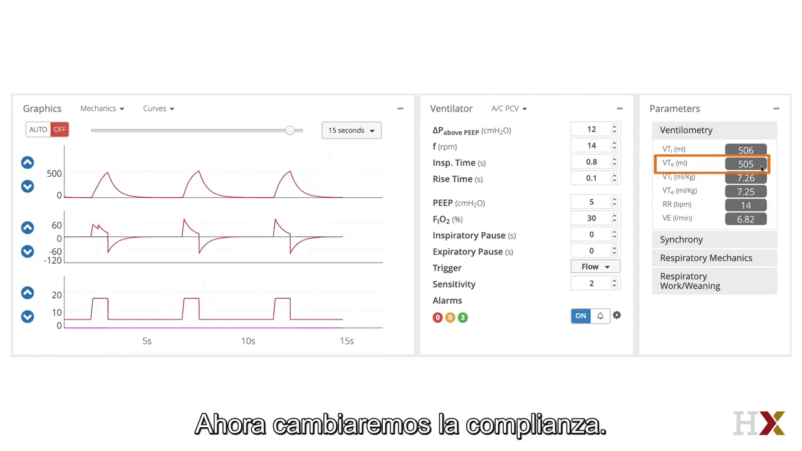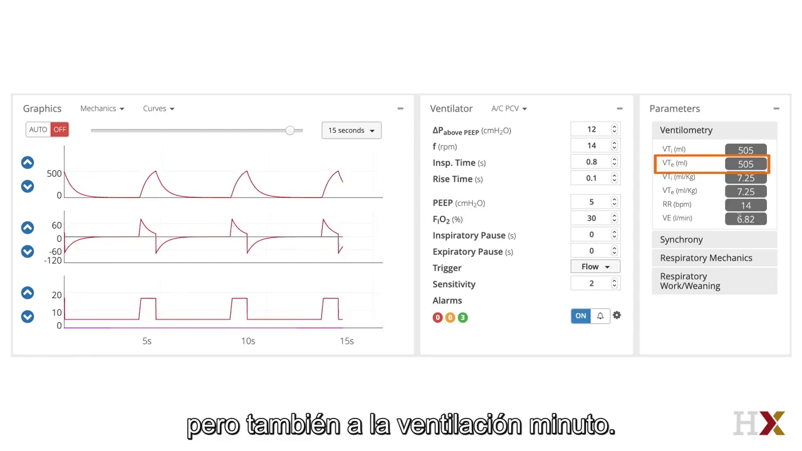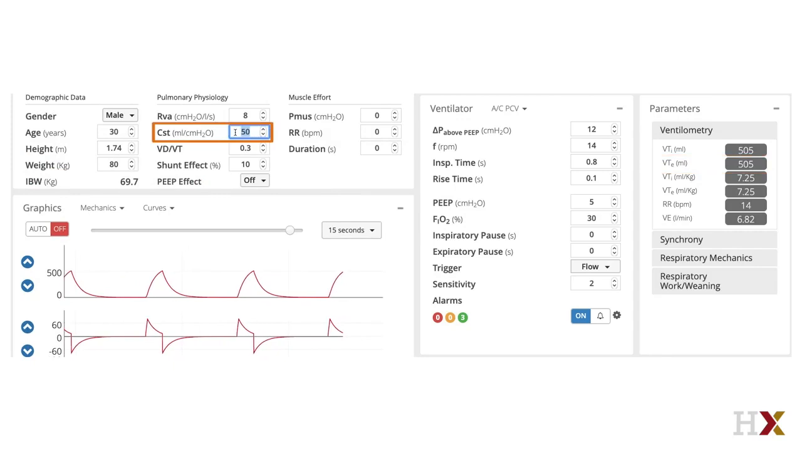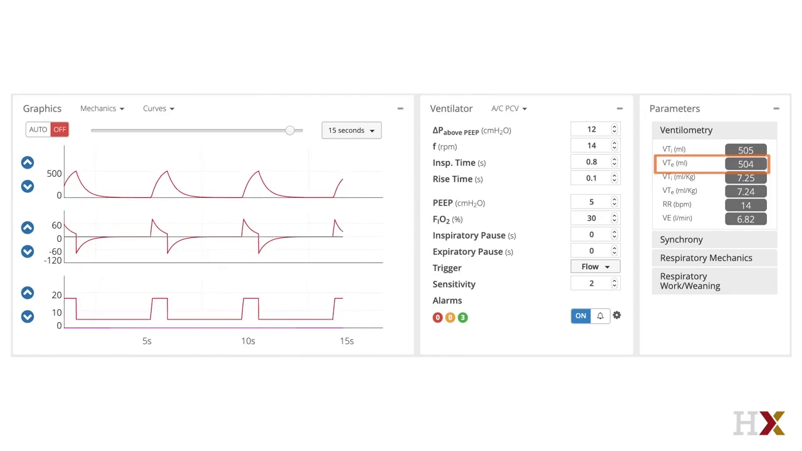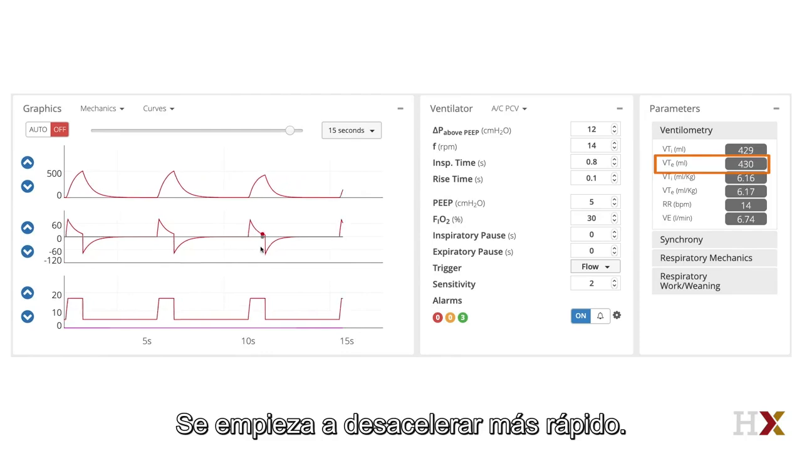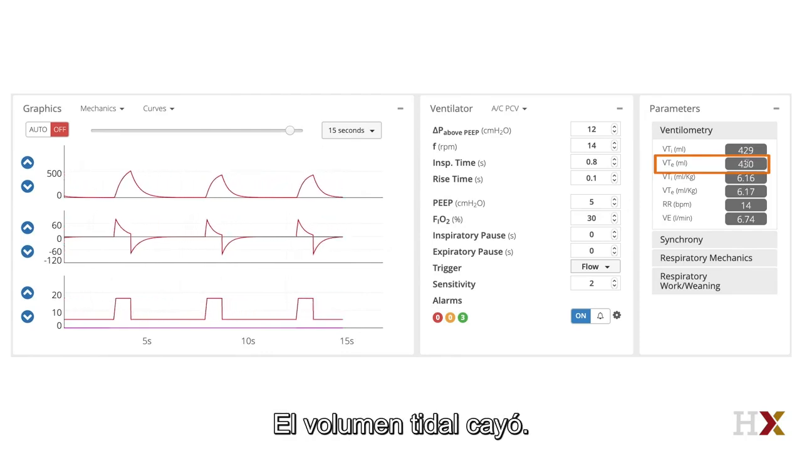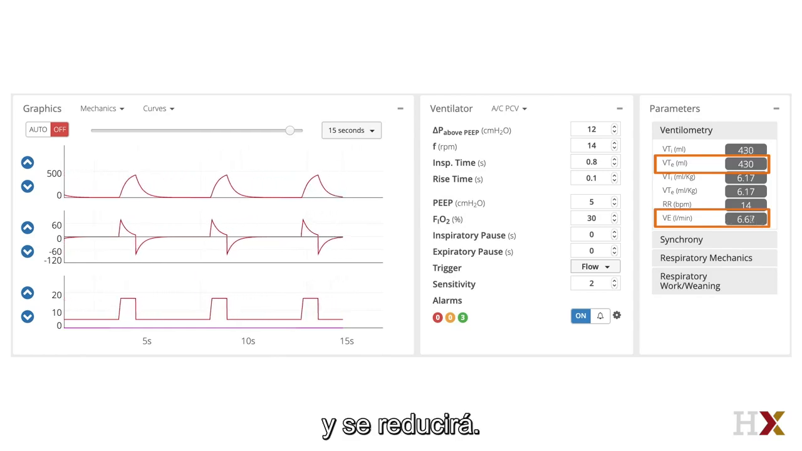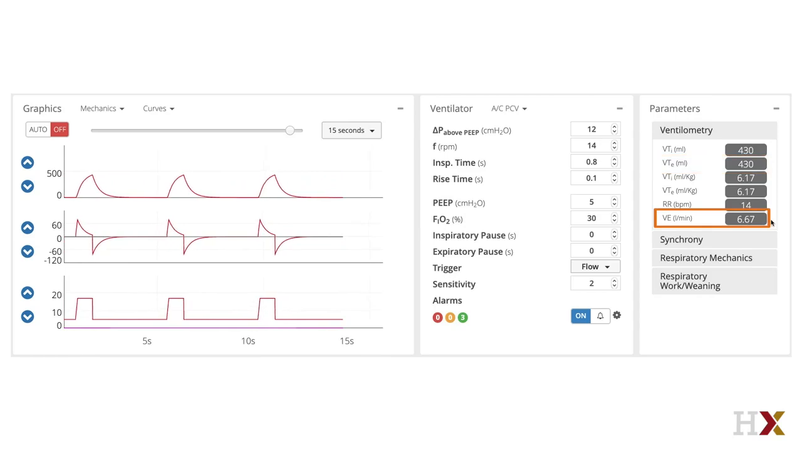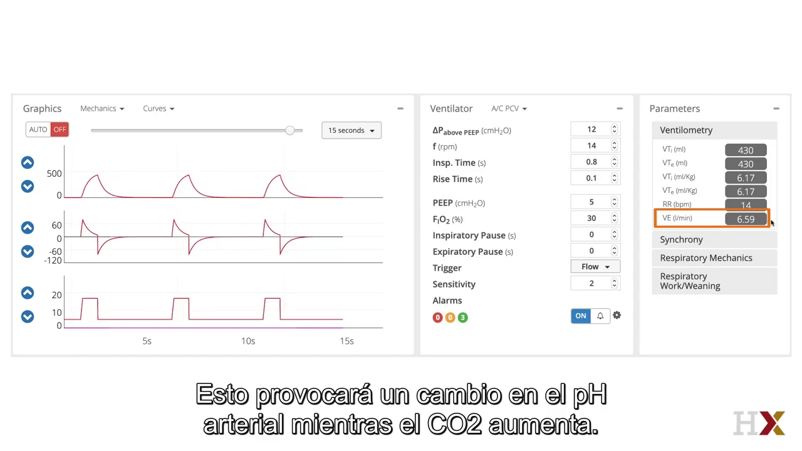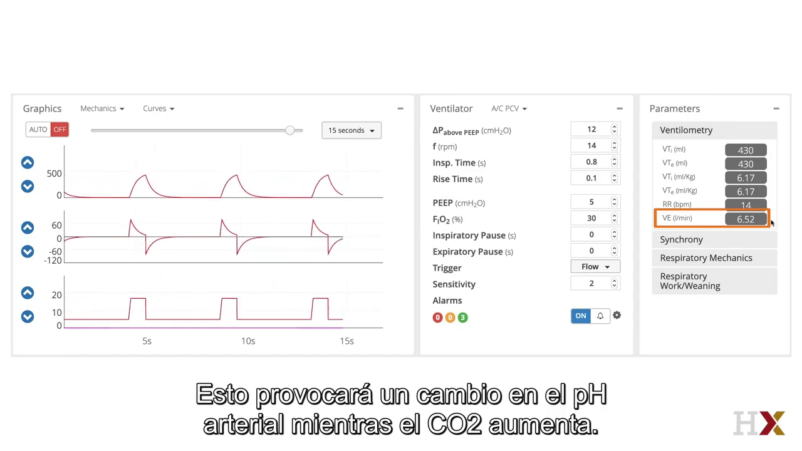Now we'll change the compliance, and we'll pay attention to the volume changing here, but also the minute ventilation. Let's watch the volume as the compliance changes. Notice the shape change. It becomes much more rapidly decelerating. The tidal volume has dropped, and as you watch the minute ventilation, it will update breath by breath and become lower. This, of course, would cause a change in your arterial pH as CO2 rises.